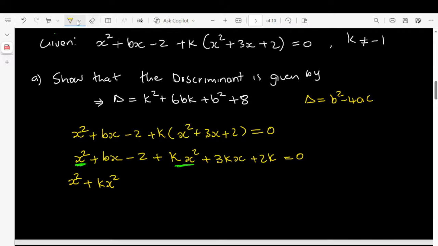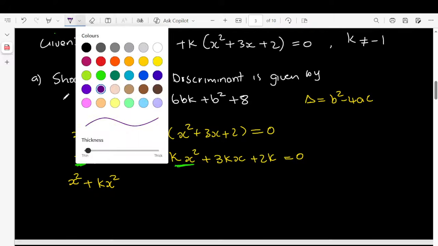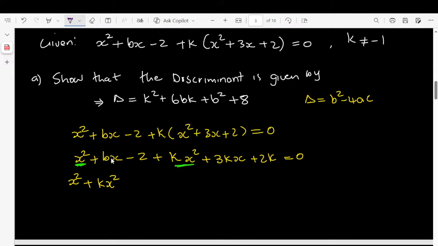Now I'm going to highlight the other like terms that I can combine. The bx has the coefficient of x, and another term with the coefficient of x is the 3kx. So I need to combine the bx with the 3kx. So I have that bx, and I add the 3kx. Then I take my 2k and the 2, and equate this to 0.